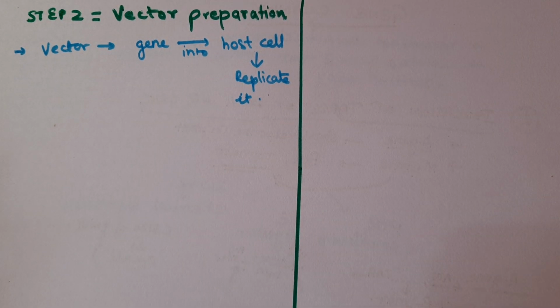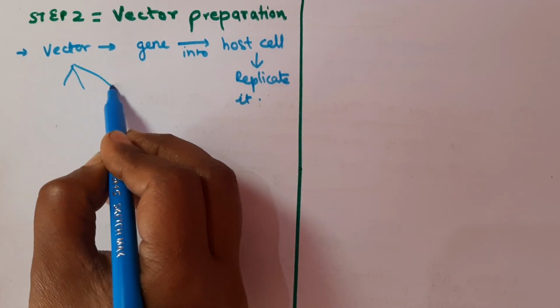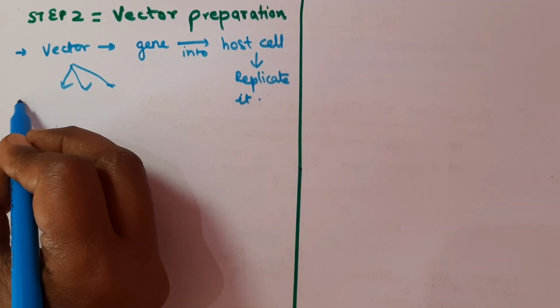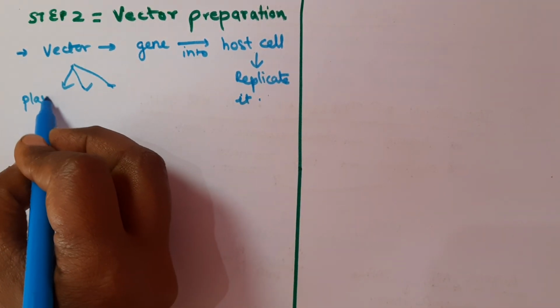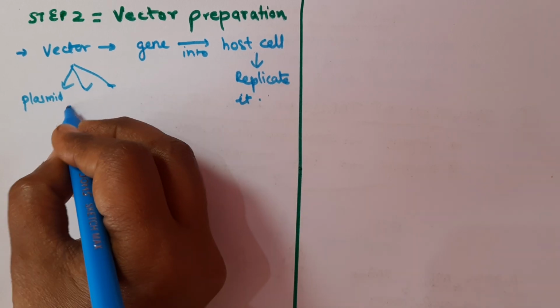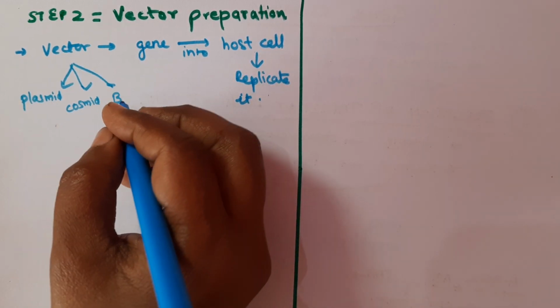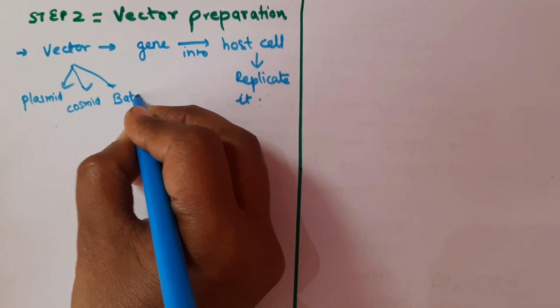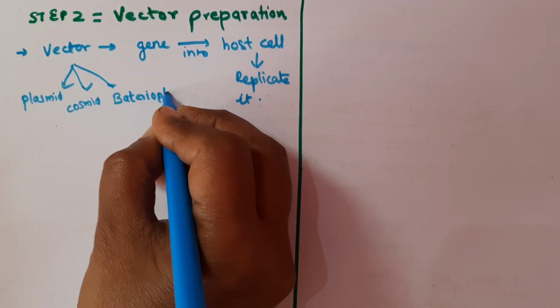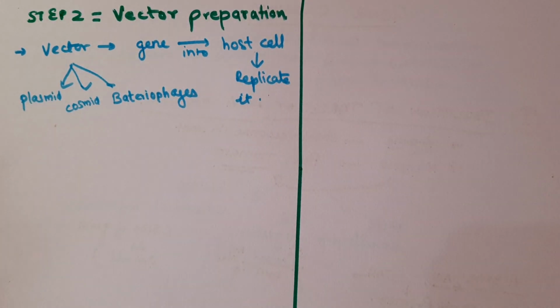There are some common vectors which we are regularly using in the labs, that is the plasmids. Then there are cosmids also, then bacteriophages also. They serve as excellent vectors in scientific studies. So these are the common vectors which are used in the labs.